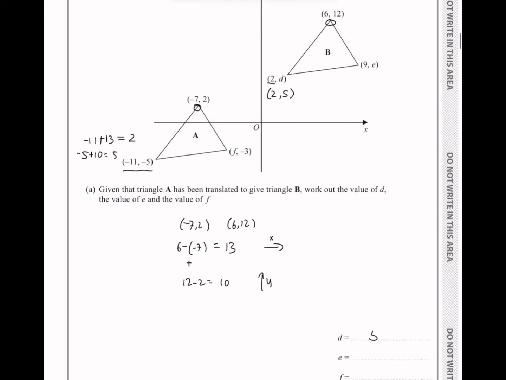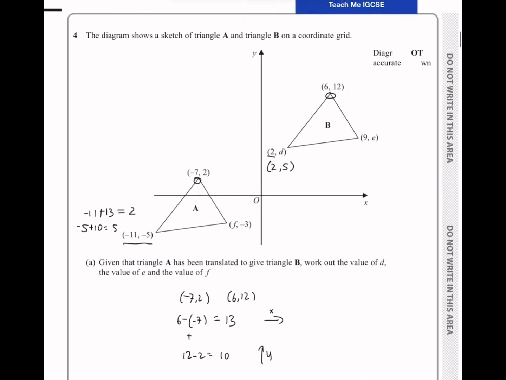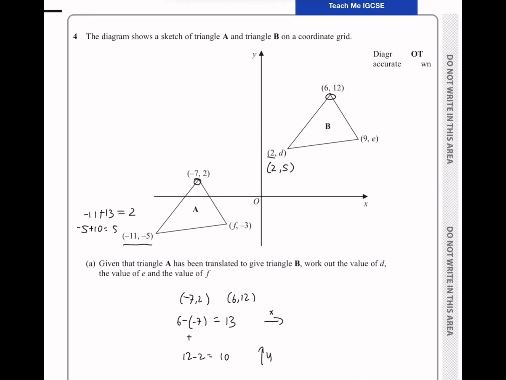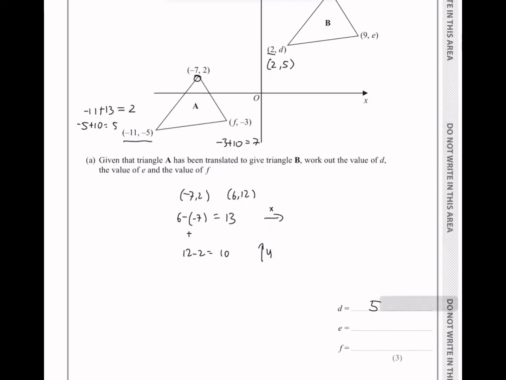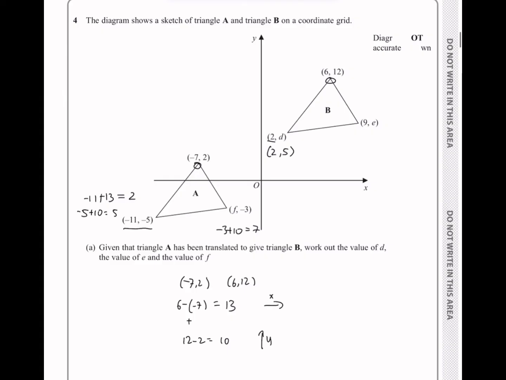Next, we're going to find F and E. E we can find, so since this value is -3, this is a y, -3 will plus 10 up the y-axis, and we get a +7. So this point here will be 9 and 7. So E is equal to 7. Next is F, sorry.